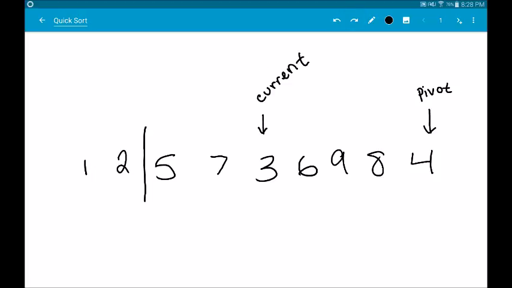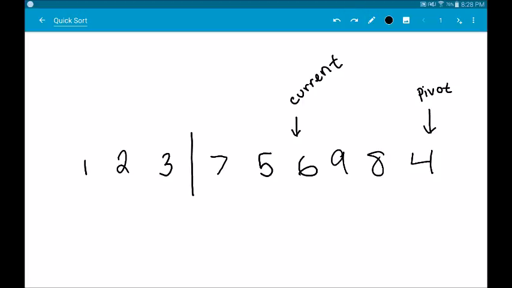So now the current is 3 and the pivot is 4. Since 3 is less than 4, we're going to swap the current with 5. And then we're going to increment the wall and increment the current. Since current is greater than the pivot, all you have to do is increment current.